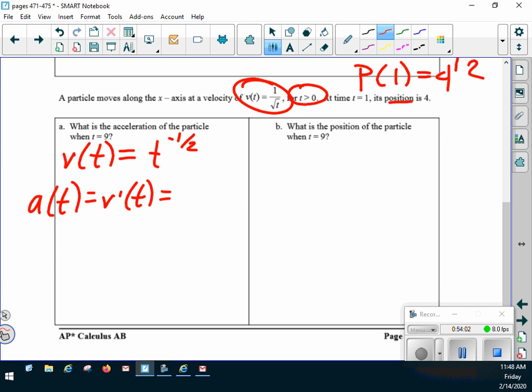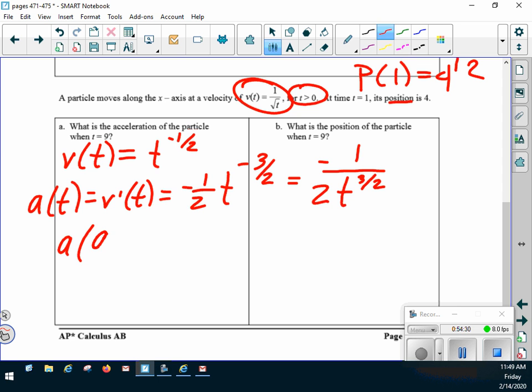What's the derivative? Yeah. I got to evaluate that at 9. So I'm going to do a rewrite because I just can't do that. I can do that better. Yes? Can you do that better? So a of 9. Negative 1 over 2 times 9 to the 3/2.